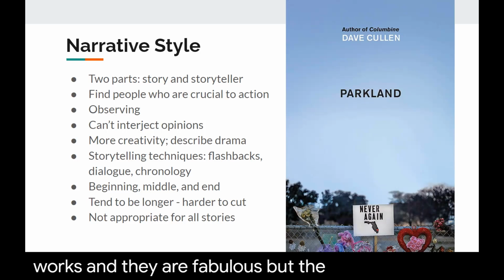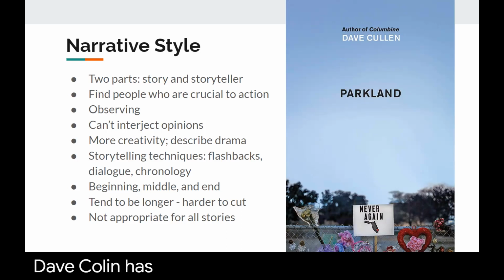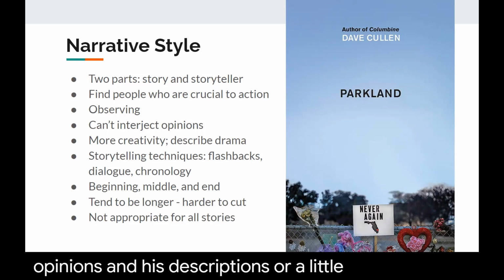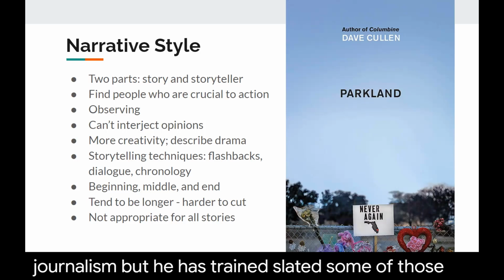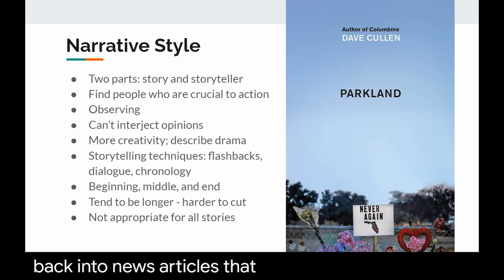But the problem that Dave Cullen has in his books is that he injects his opinions and his descriptions are a little colored by his experiences. So his books are not necessarily journalism, but he has translated some of those back into news articles that are a little more objective. Now, a narrative style, just like any story, needs a beginning, middle, and end.